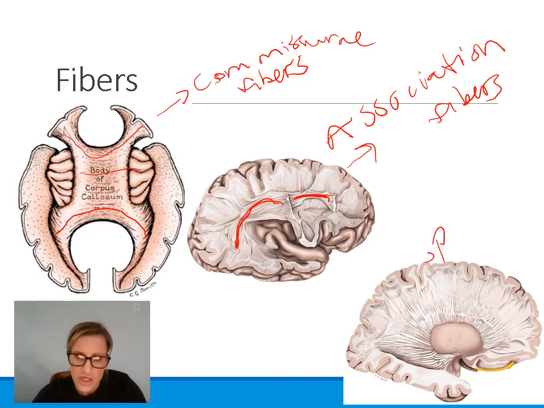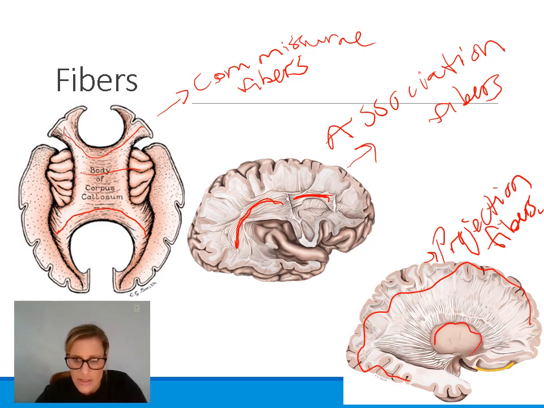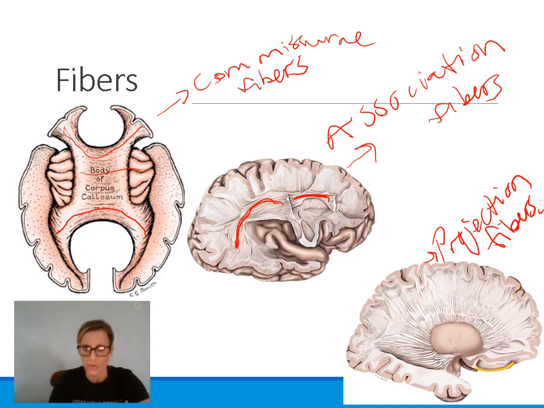The very bottom picture is showing you projection fibers. Again, this has been sectioned. You can see all of this up top is the cerebrum, but then if you look down, here is the diencephalon, where we have the thalamus, hypothalamus, epithalamus, and then continuing down from that would be the brainstem, and then the spinal cord. And you can see these fibers are going from the cerebrum, and then they're going down into parts of the diencephalon.